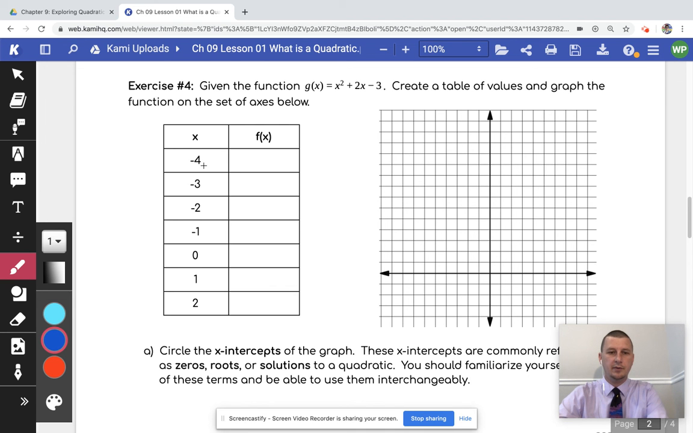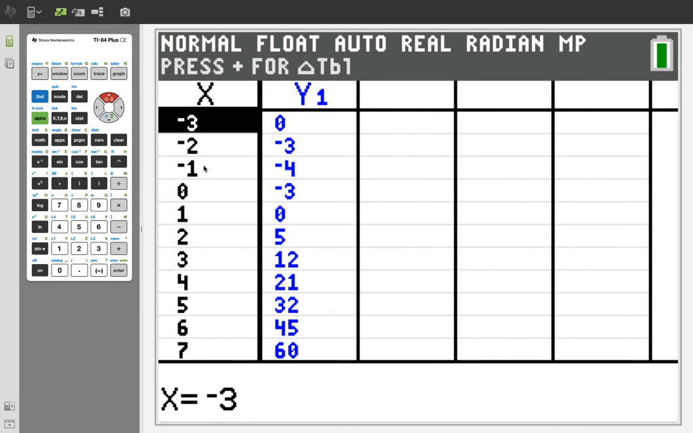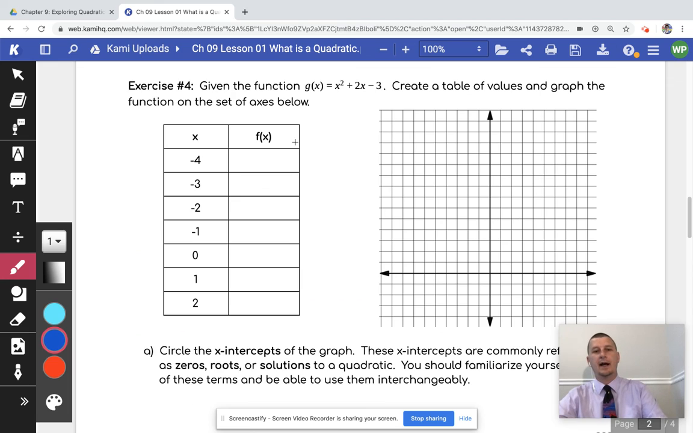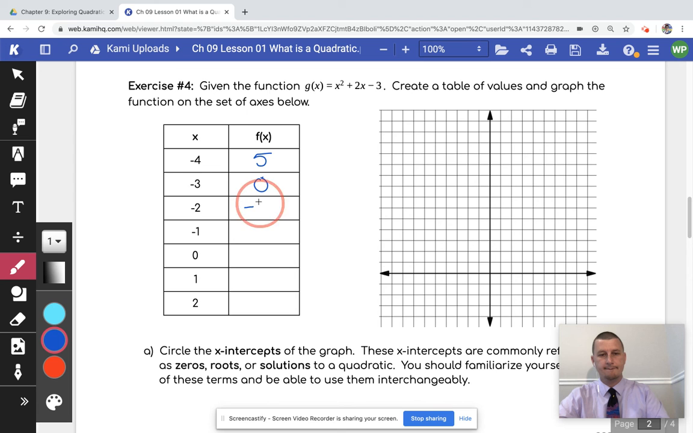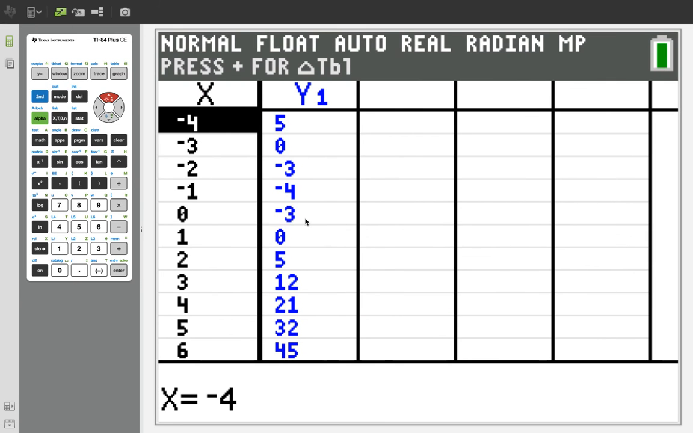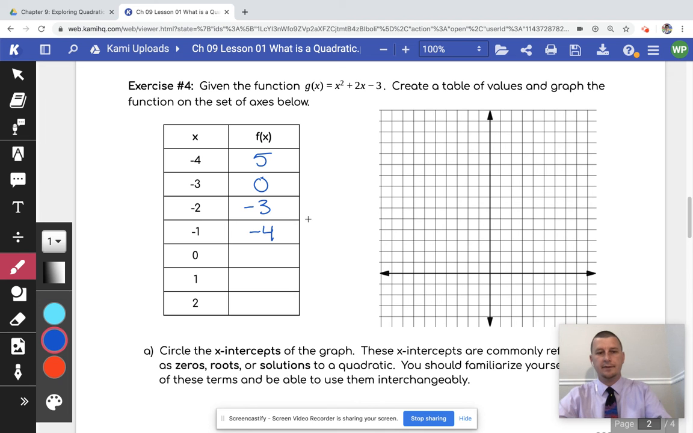And let's see, we want to start at -4. So we'll go up to -4. And we're going to have the point -4, 5, -3, 0, -2, -3, -1, -4, 0, -3, 1, 0, and 2, 5. So there's our table of values that we've created based on this equation right here.